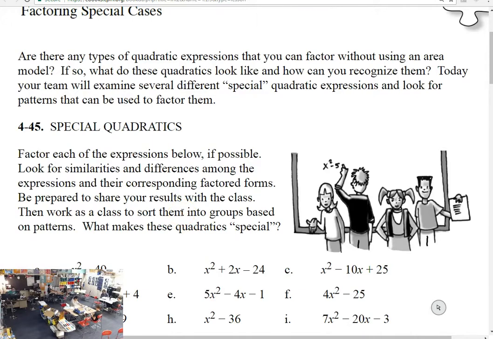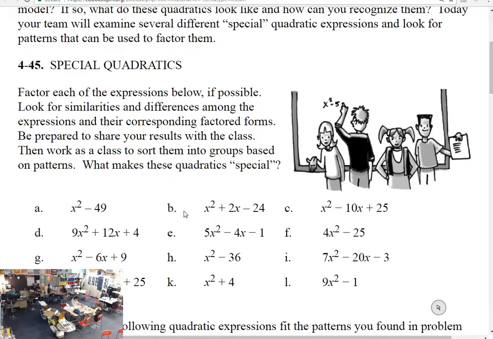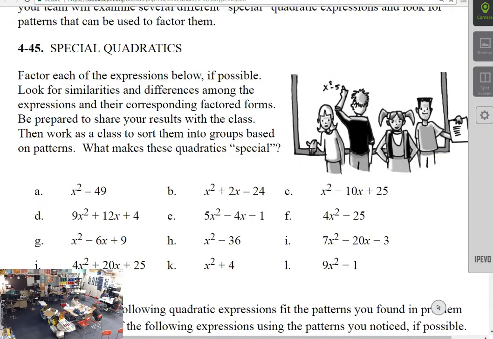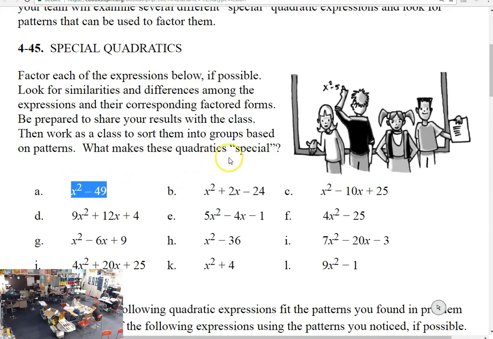We are going to look at some special cases. Now that we've gotten better at those tiles, I think we'll be able to visualize some of these things without even using the tiles, now that we've worked with them. So what sort of special case did we just talk about? A perfect square. A perfect square trinomial will have a middle term. Difference of squares. So, check this out. Give me your eyes. This will mind blow, make your life easier. A perfect square trinomial, similar to the x squared minus 49.